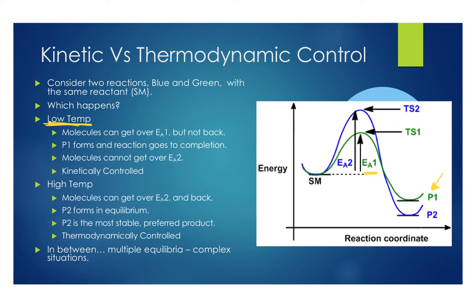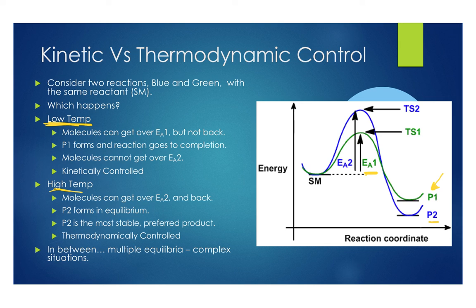If we were at a high temperature, though, the particles can do a couple things. One, they can likely get over the higher hump, and if the temperature is high enough, they might be able to get back as well. So that means we could have the possibility of P2 forming in some kind of equilibrium.